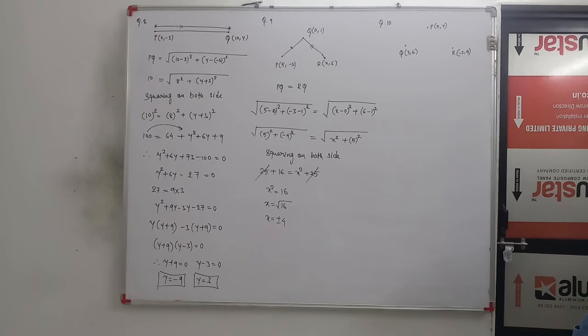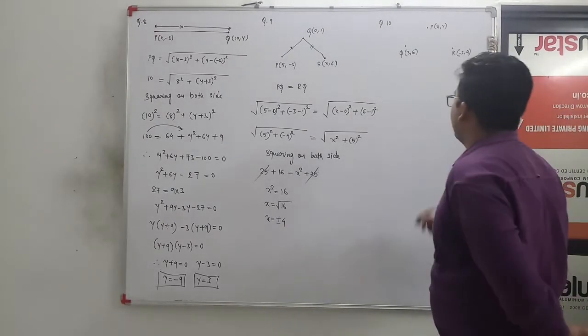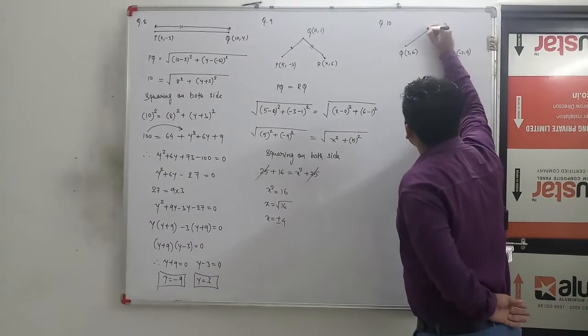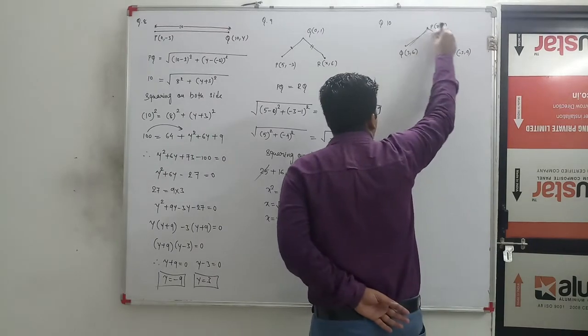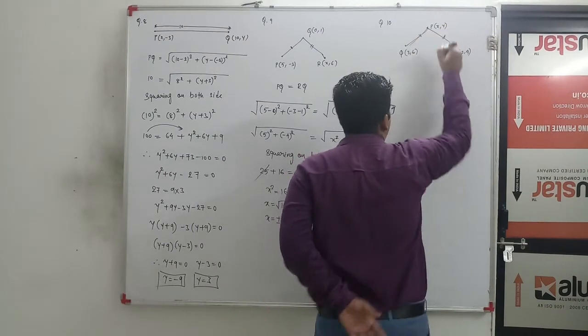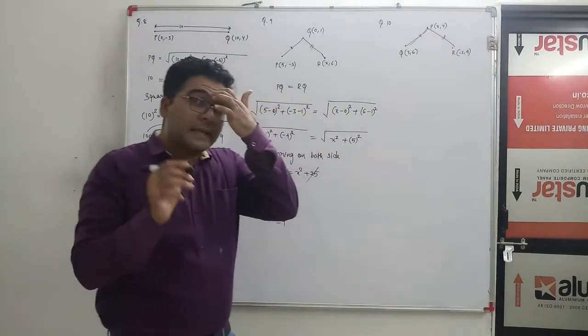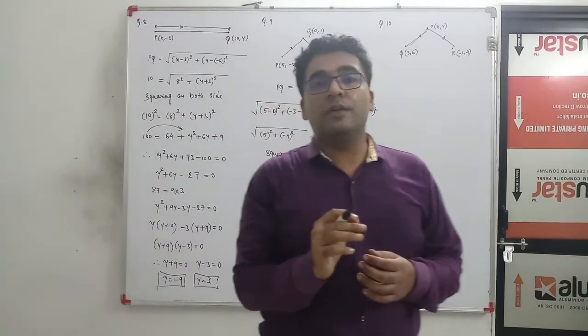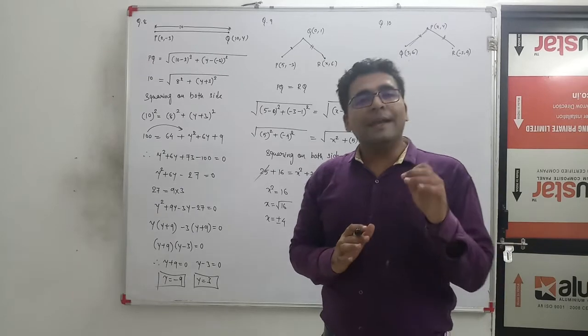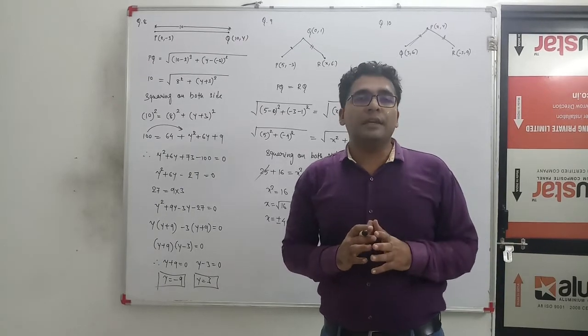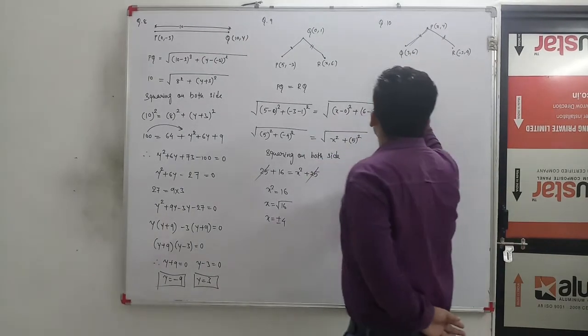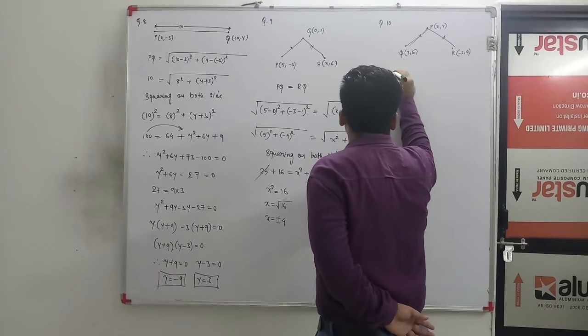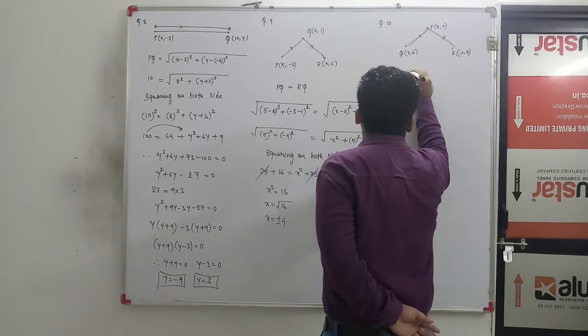P is at equal distance from both the other points. If P is at equal distance from both, then we have to find the relation between x and y. Whenever they ask us to find the relation, at that time we need to find the equation. See how to solve this. Here PQ is equal to PR.